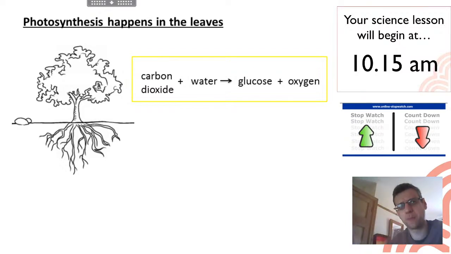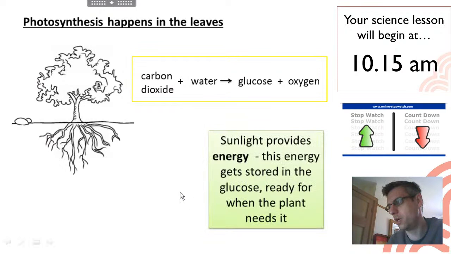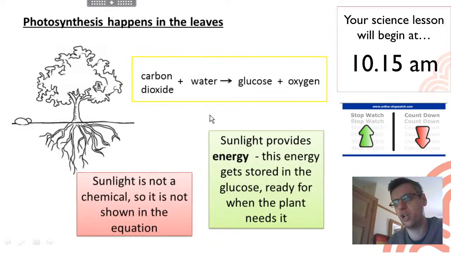So the producers take the energy from the sun, carbon dioxide and water, and all of that makes glucose and oxygen. The glucose and other nutrients get passed up the food chain, eventually to us. We can then release the energy from nutrients like glucose. So sunlight is not a chemical, so it doesn't appear in the equation, but sometimes we write it over the arrow to show that energy is involved. Okay, so we don't write plus sunlight because it's not a chemical, but we do put sunlight over the arrow to show that the energy from sunlight is needed for photosynthesis to happen.